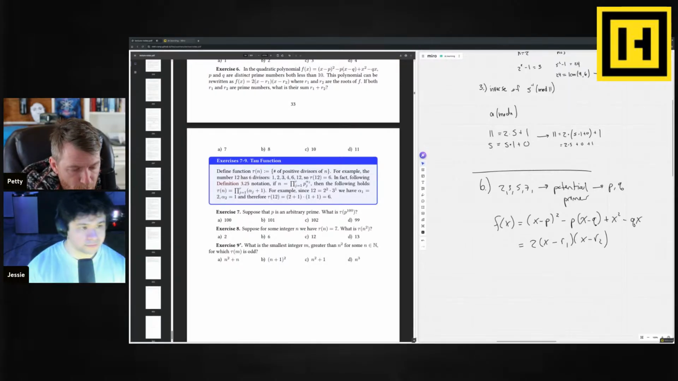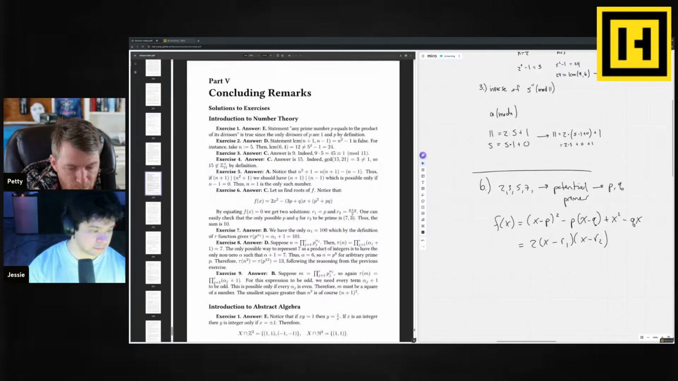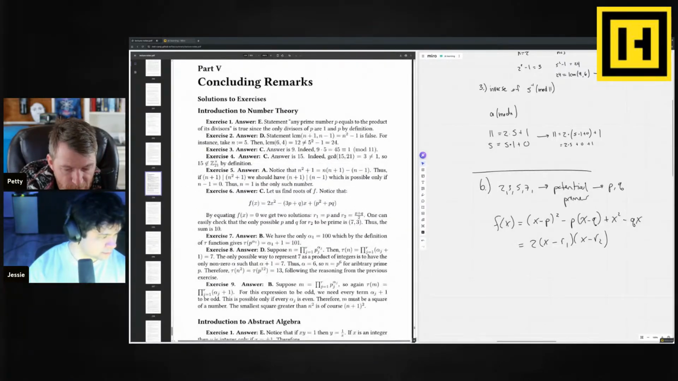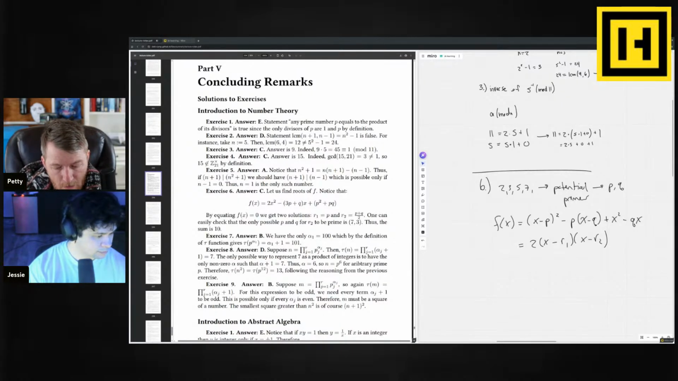Scroll 24. So it's 6. Find the roots of f. Yep. By equating f of x equal to 0, you get two solutions. Okay. Two equations, two solutions. So R1 is equal to P, and R2 is equal to P plus Q over 2. And then you just, I guess, plug and chug from there.